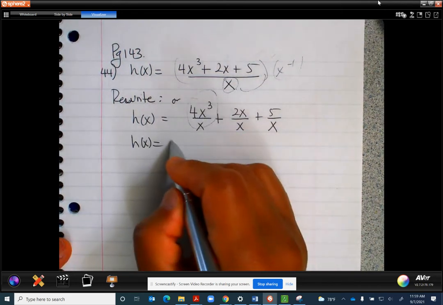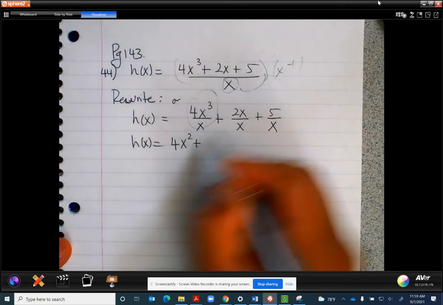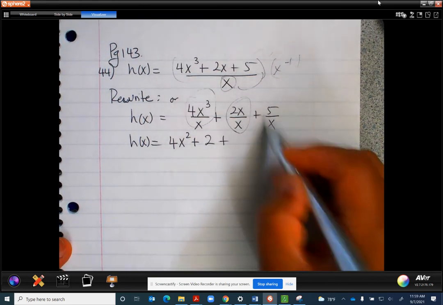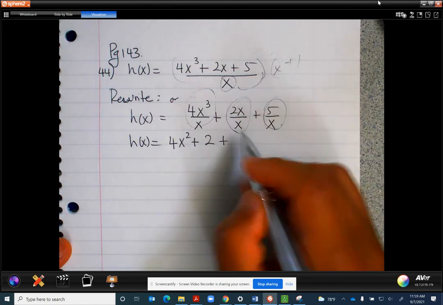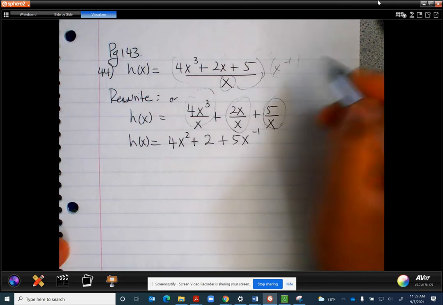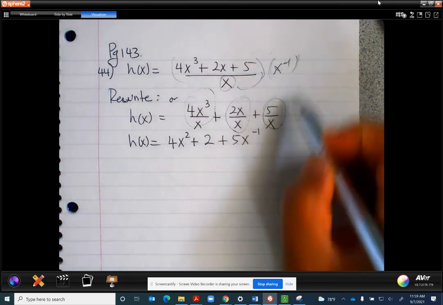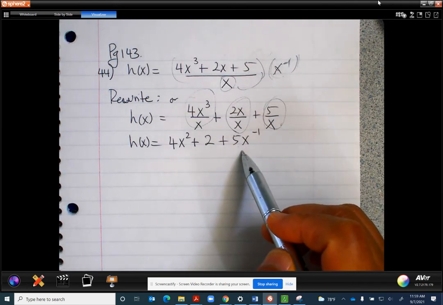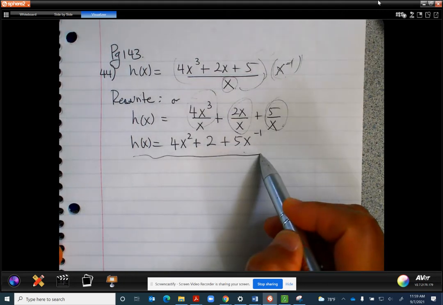X cancels out, so this is 4x to the power of 2 plus, what happens over here? 2 plus, how do you rewrite this? 5x to the power of negative 1. And that's what he was telling us to do. If you multiply by x to the negative 1, basically that's what you get. Do you see it? 5 times x to the negative 1? You see it? Okay. This is a form that we want.